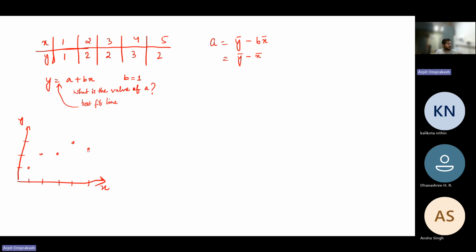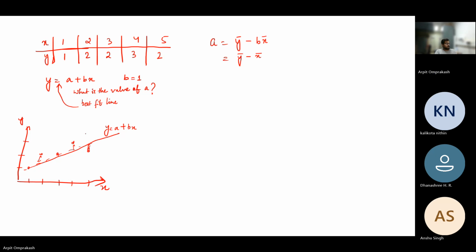Okay, so we have this data. So we are trying to find a best fit line. So we know the line is best fit if it minimizes these errors, right? So our line is of this form, y is equal to a plus bx.